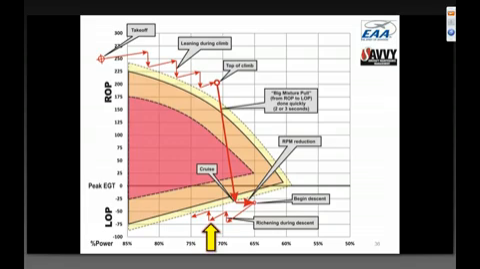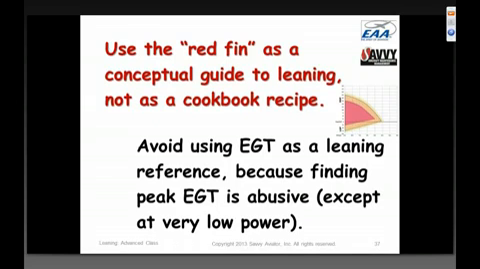Again, the red fin is telling us where we don't want to be, and any mixture outside the red fin is an acceptable mixture. We want to stay out of it as much as we can, and if we have to pass through it, as we do when we transition from rich of peak to lean of peak, we want to transition through it just as quickly as possible to minimize the amount of time that the engine is in this abusive area. So just to review some of these things, we want to use the red fin as a conceptual tool to leaning.